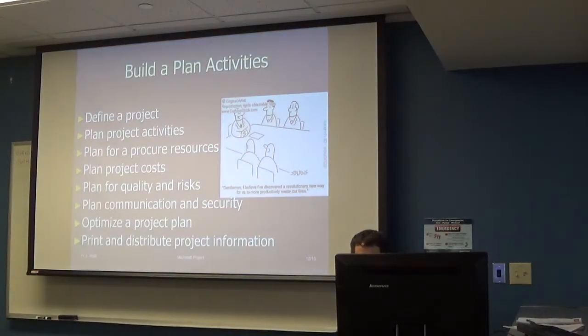So the plan will involve defining a project, planning the project activities, where you're going to procure the resources from, what each one of those resources is going to cost. There's a number of different ways to allocate each one of these things. Look at the quality of what you're trying to produce and the risks. Plan communication and security between the resources and the tasks. Optimize the project plan, and print and distribute the information.